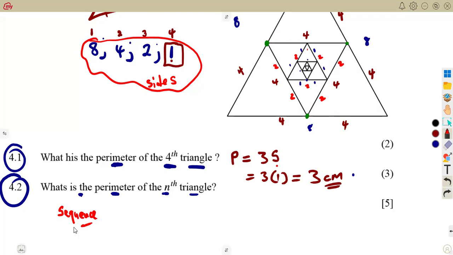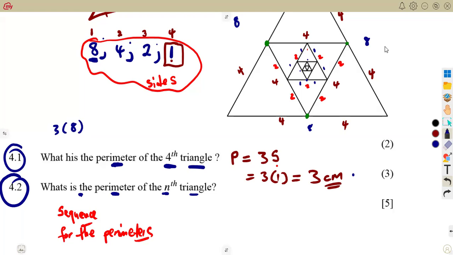Then we calculate the perimeter. But we need a sequence for what? For the perimeters this time. Because they are talking of the perimeter there, the nth term for the perimeters. So if the first triangle is 8 centimeters, what about its perimeter? Remember, its perimeter is 3 times the side. So it is simply 3 times what? 8, because we're talking of an equilateral triangle. That is why I'm talking about 3 times s.